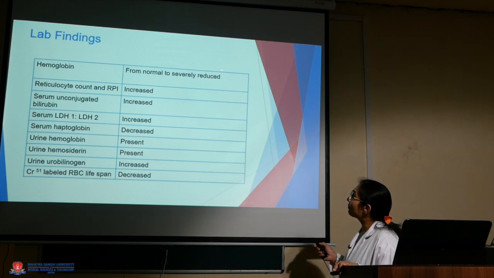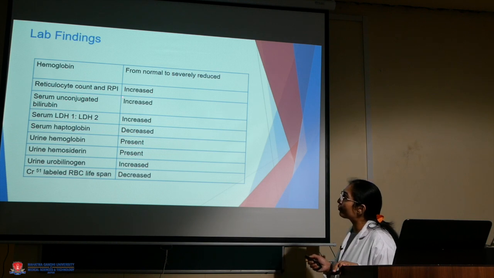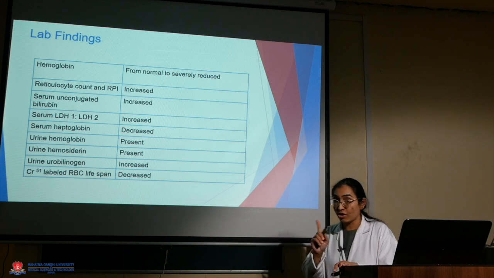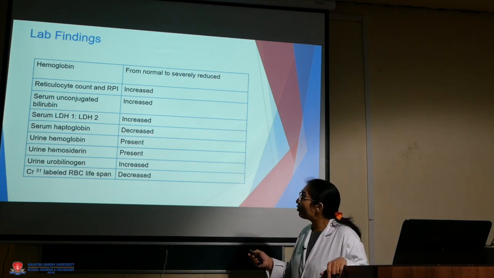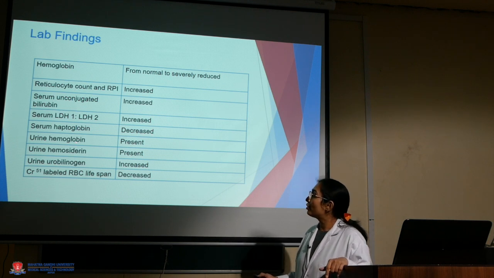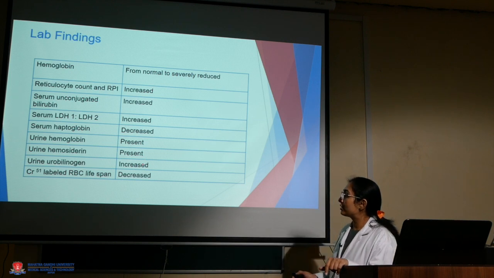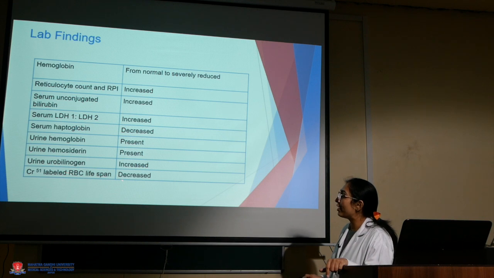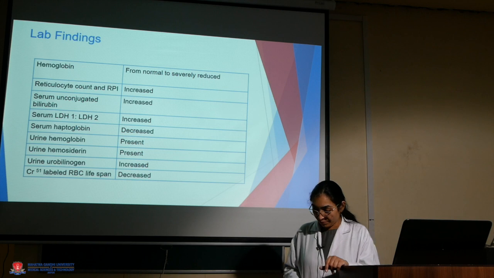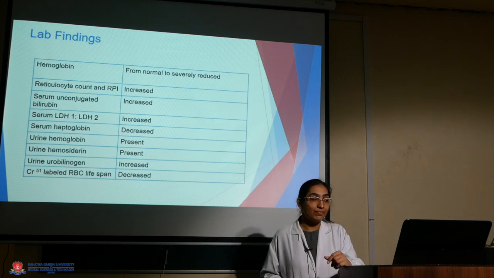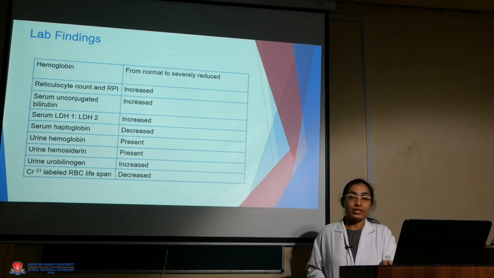Hemoglobin is from normal to severely reduced, reticulocyte count and reticulocyte production index are increased, unconjugated bilirubin is increased, not the conjugated one. LDH1 to LDH2 is raised, serum haptoglobin is decreased, whereas urine hemoglobin and hemosiderin are present. Urobilinogen is increased, and if you label RBCs with chromium-51, you find the RBC lifespan is decreased. Although it is not used practically, it can be used in investigational higher labs.